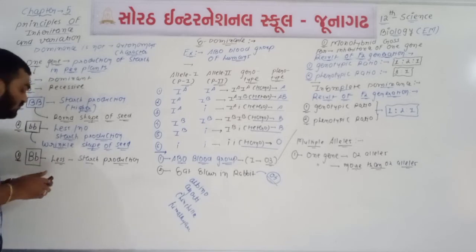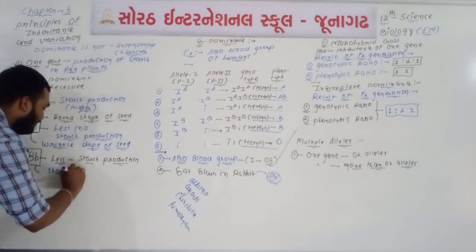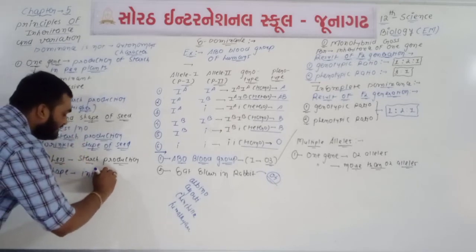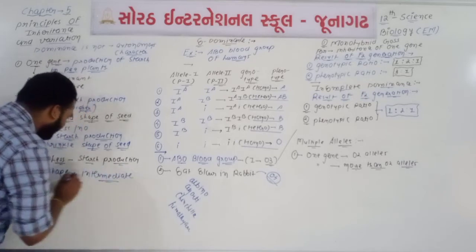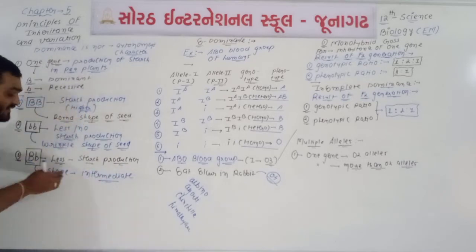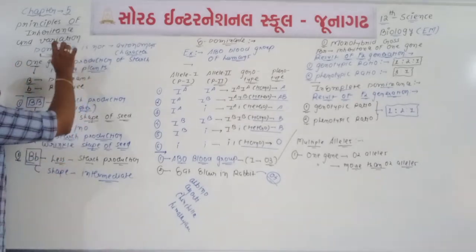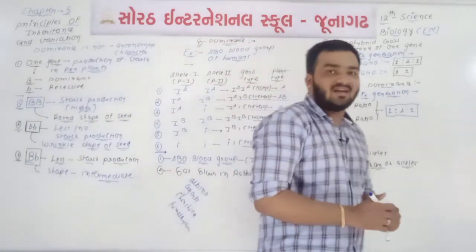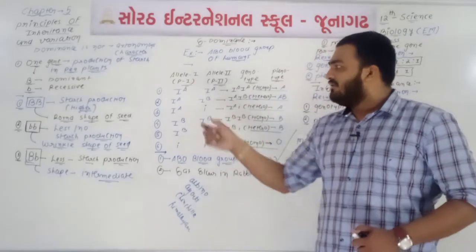But see, the shape will not be round. The shape will be intermediate. It means if the capital B is 100% dominant, then why will the shape be intermediate? The shape must be round. That's why dominance is not an autonomous character. Okay, so it's all about that paragraph given in your textbook.